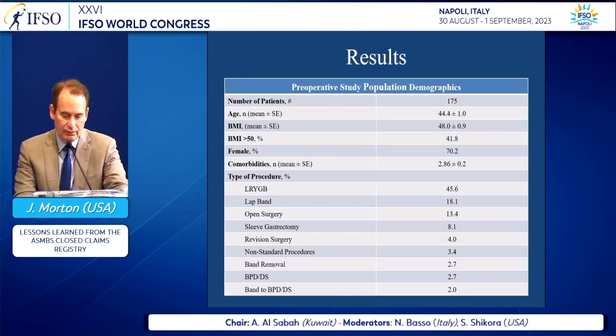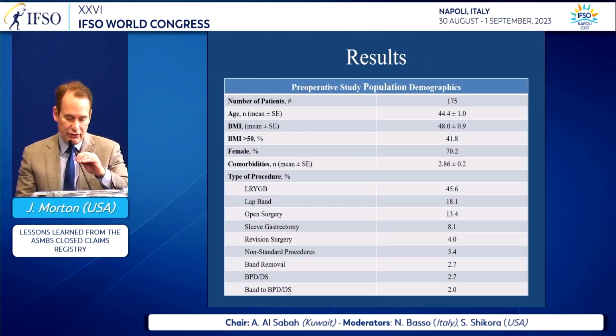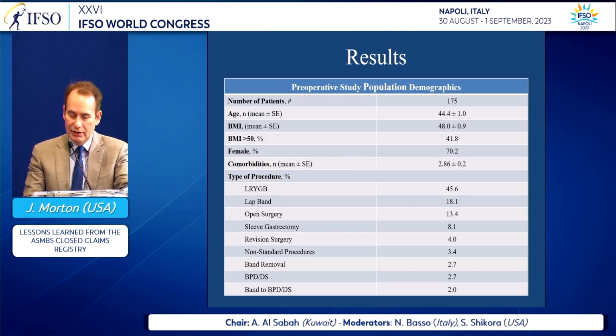Here are the results. We had a total of 175 patients. Pretty average looking bariatric population, age in the mid-40s, BMIs getting a little closer to a BMI of 50. In fact, about 40% of those patients had BMIs greater than 50. A little bit less than normal females. It's usually 80%, and here's about 70. Most of the data predated the advent of the sleeve, so most of the cases that we had were around the gastric bypass, which was the most prevalent procedure for quite some time.